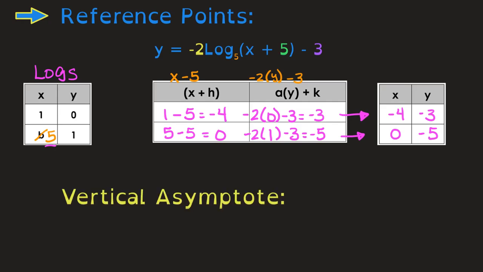And then last but not least, let's not forget about our vertical asymptote. This is one more piece of information that we need to make sure we have before we can graph. Just looking at this given equation, remember our asymptote is going to be x equals our h value, and we've already discussed that h is going to be negative 5. So in this case, x equals negative 5. You'll go to negative 5 on the graph. You'll create a vertical line that is dashed, and make sure you notate that.